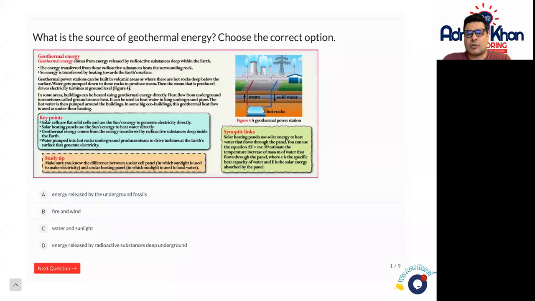Okay, so have a read of this particular information again about power from the sun and from the earth. The power from the sun is called solar energy, and the power from the earth is called geothermal energy. And we'll discuss this in much more detail in our next lesson. Thank you.